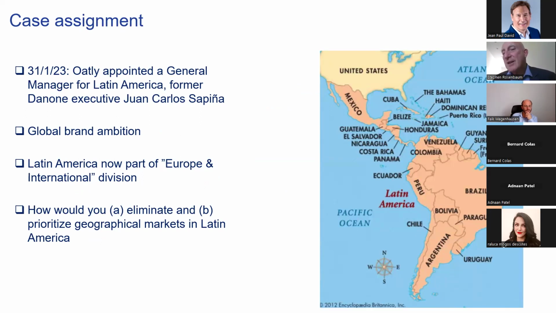Now, interestingly, they're in 3 areas of the world, 3 continents of the world, but the remaining areas are untouched at the moment. They are beginning to think about them. So they have just appointed a CEO for Latin America, who was a previous Danone executive, and they brought in some of his team, and they are hoping now that he will be able to help them expand into Latin America. So this has now been part of the Europe plus International division, as it's called.